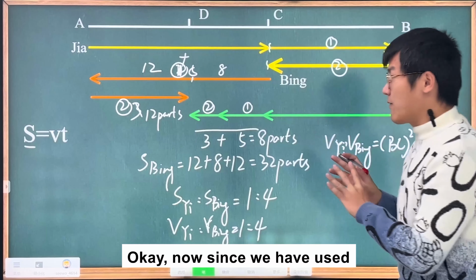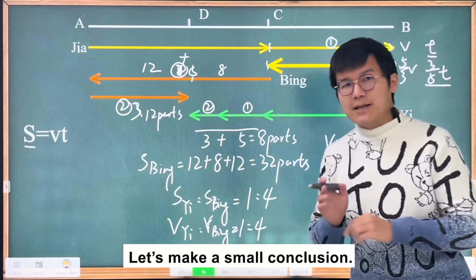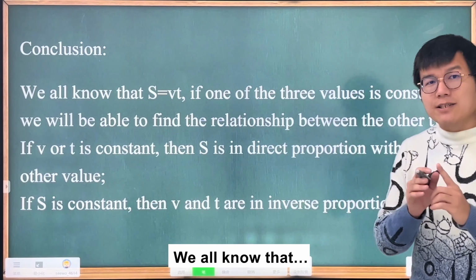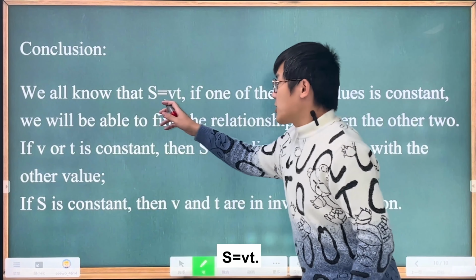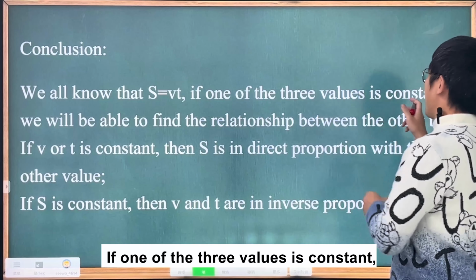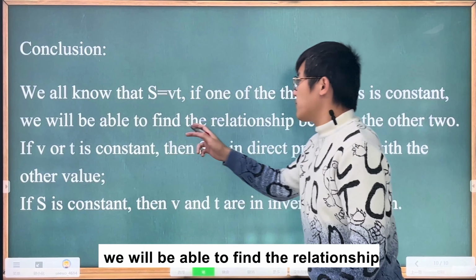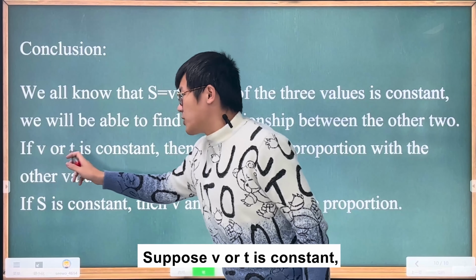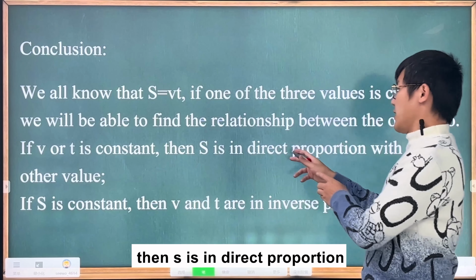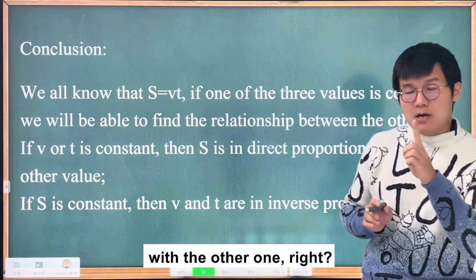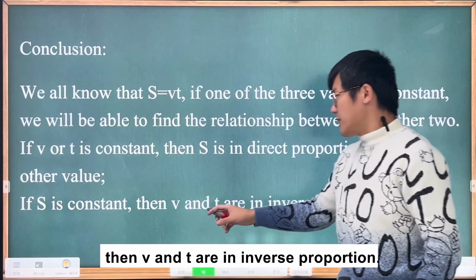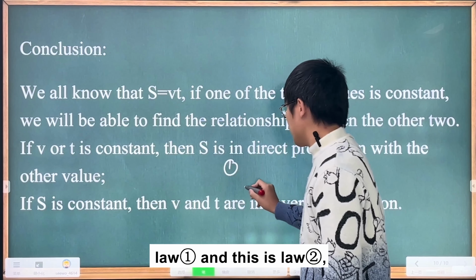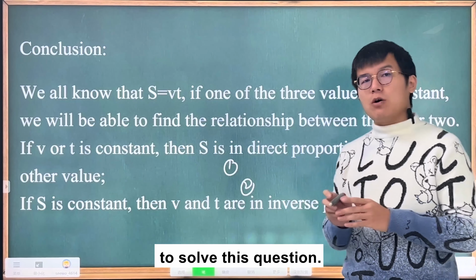Okay, now since we have used the 2 ways to solve this question, let's make a small conclusion. The conclusion is that we all know that S is equal to Vt. If one of the 3 values is constant, we will be able to find the relationship between the other 2, right? Suppose V or T is constant, then S is in direct proportion with the other one, right? Yes, and if S is constant, then V and T are in inverse proportion. So suppose this is law 1, this is law 2. We have used both of the laws to solve this question.